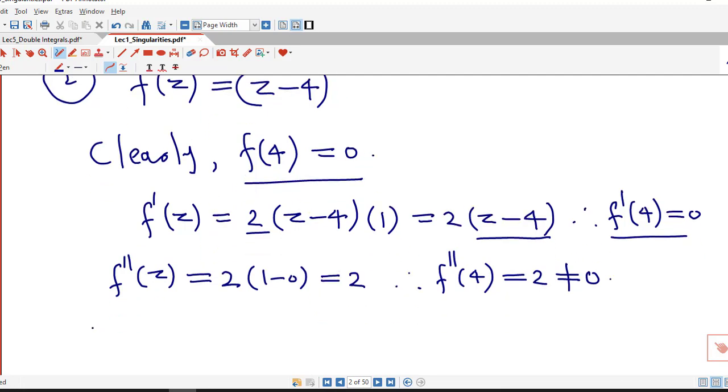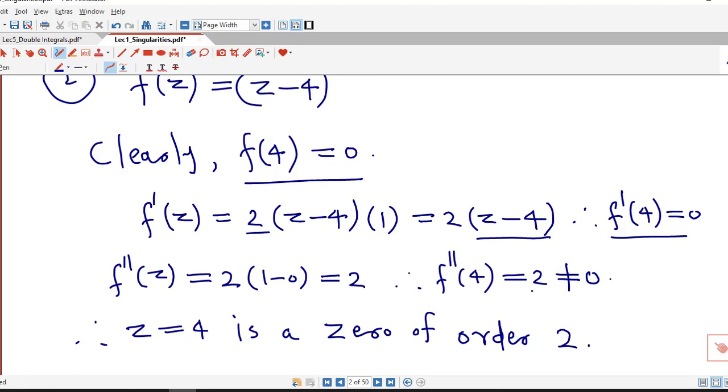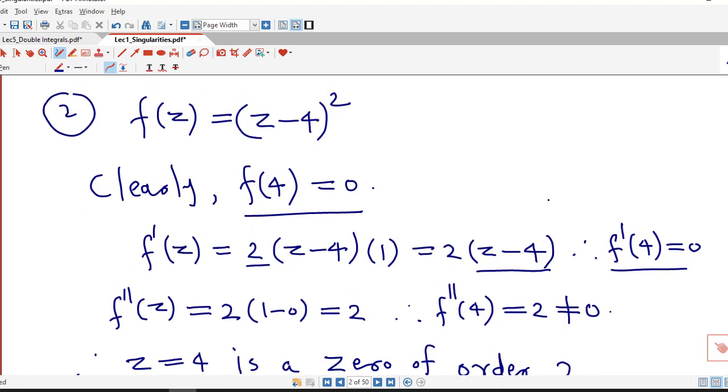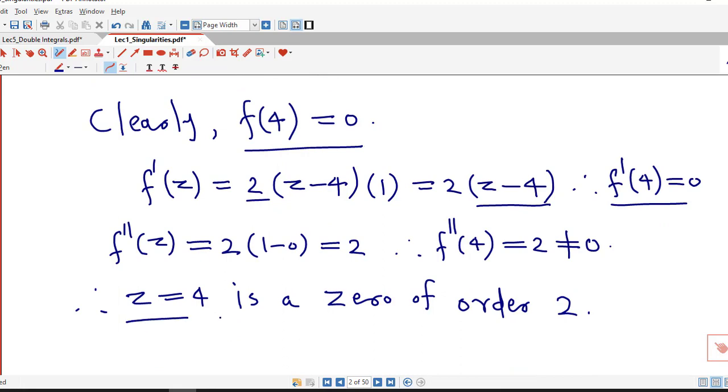So we can say that z equal to 4 is a 0 of order 2, because the second derivative is non-zero and the value of the function at 4 and the value of the first derivative of the function at 4 are 0. So here z equal to 4 is a 0 of second order.